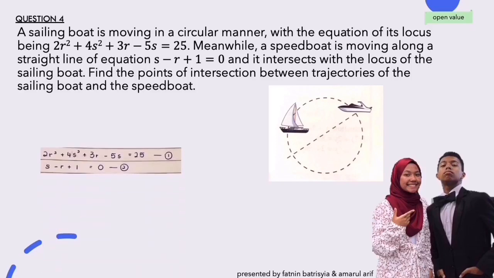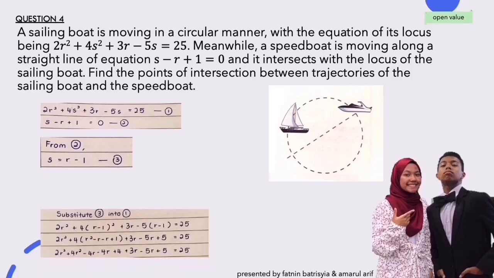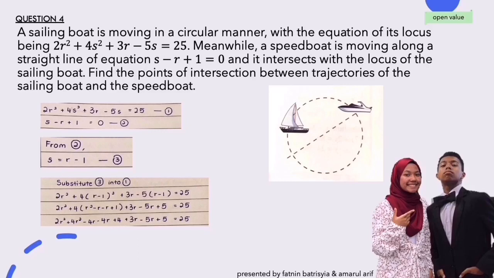First, we determine the first equation and the second equation. From equation 2, we can simplify it and it will be the new equation, which is equation 3. Next, substitute equation 3 into equation 1. It will become 2r squared plus 4(r minus 1) squared plus 3r minus 5(r minus 1) equal to 25. After we expand and calculate, it will come up with 6r squared minus 10r minus 16 equal to 0.